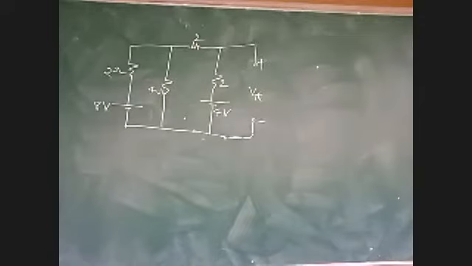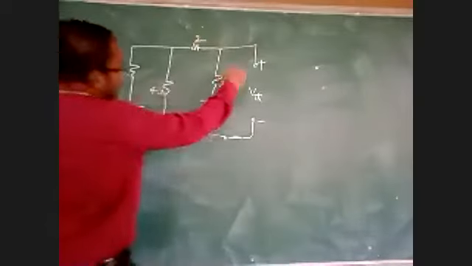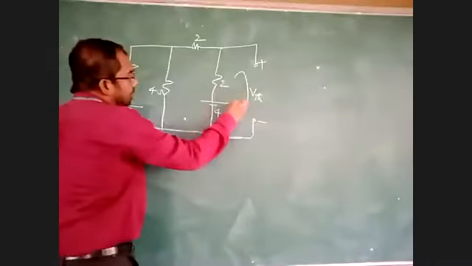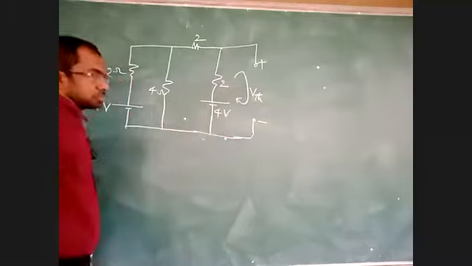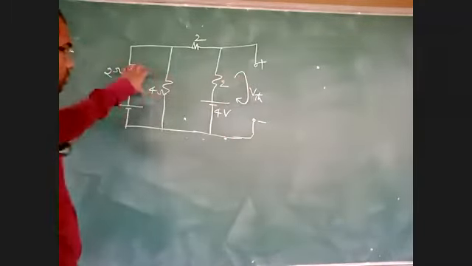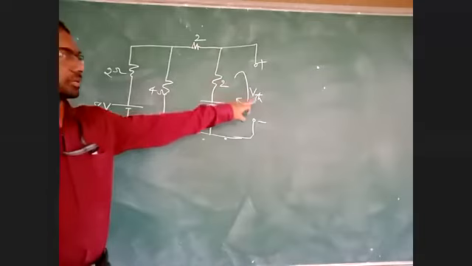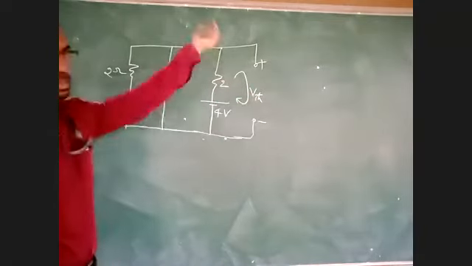Take a reference direction and in a closed loop take current. I'm taking one reference direction in the open loop. Here, this is the open one. This is not the open loop. Wherever VTH is there, I will take one reference direction.